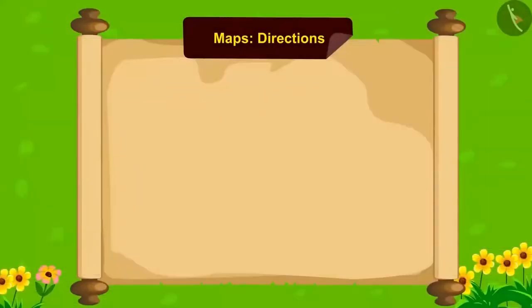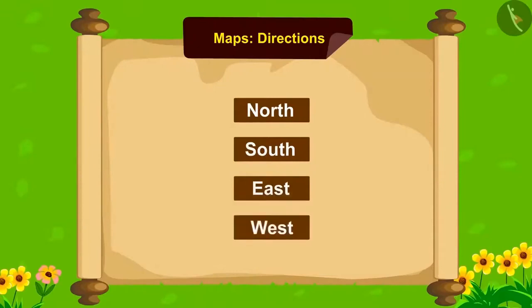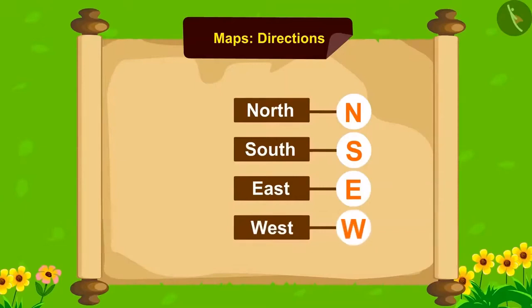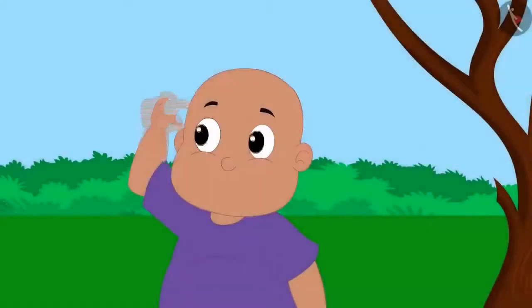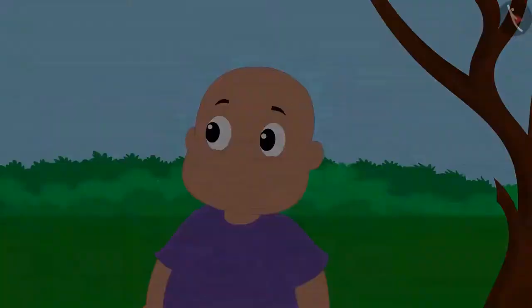There are 4 cardinal directions: north, south, east and west. Referred to by N for north, S for south, E for east, and W for west. They can be written like this too. But how are we supposed to recognize these directions? Now confused, Bablu asks Raju.